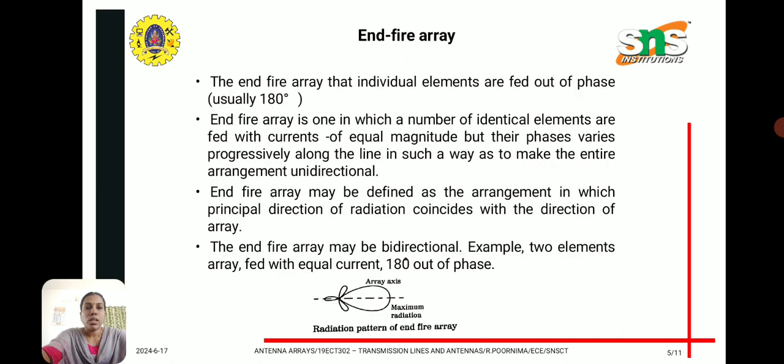And the end fire array is an array in which individual elements are fed out of phase by 180 degrees. It consists of a number of identical elements fed with current of equal magnitude, but their phases vary progressively along the line. It may be defined as the arrangement in which the principal direction of radiation coincides with the direction of the array. In this diagram, the radiation pattern is shown where the array is fed with equal current 180 degrees out of phase.